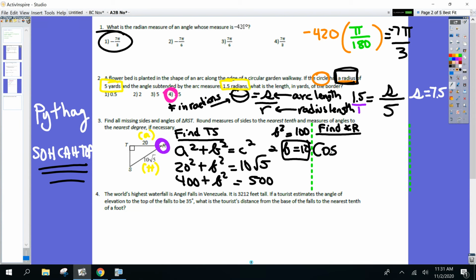Okay, this is what we did on Friday for you guys that missed class on Friday. Cosine of the angle. Sometimes there's a degree measure in there. It's not there now, so you can just put an X here. Cosine of the angle I'm trying to find equals adjacent over hypotenuse. 20 was adjacent. Hypotenuse was 10 radical 5. And I'm going to stop there so you guys can catch up and breathe a little bit.